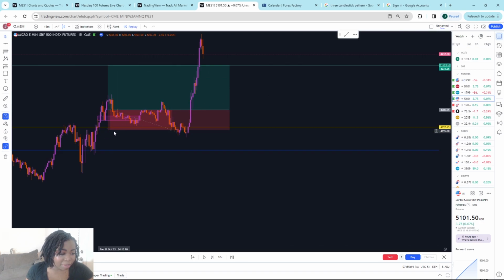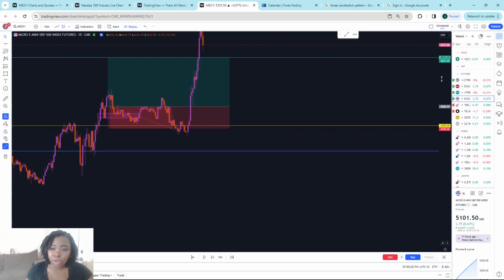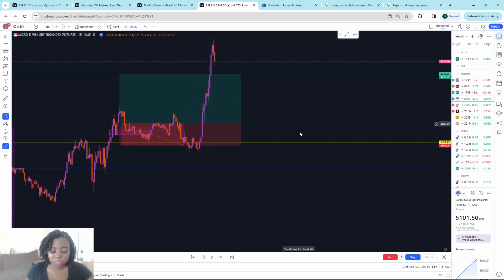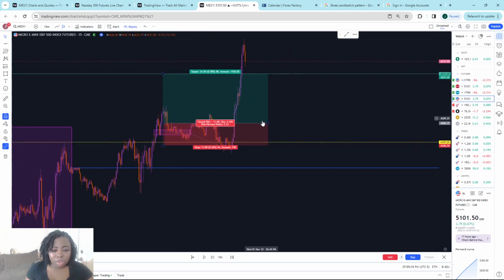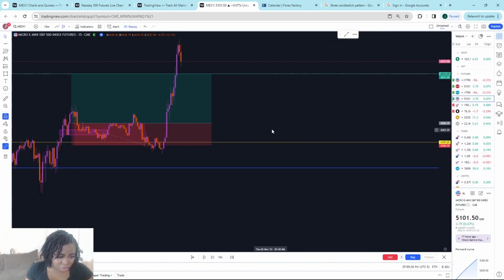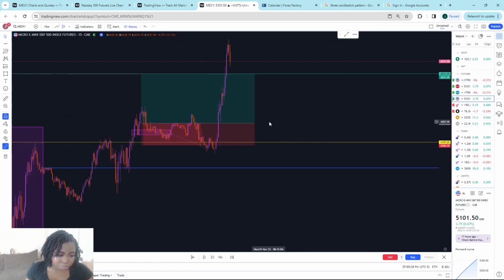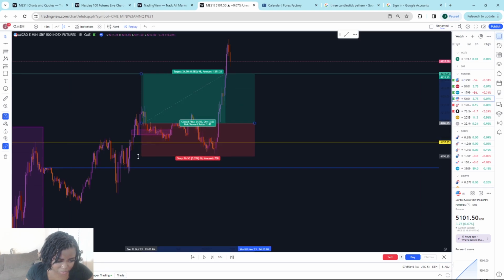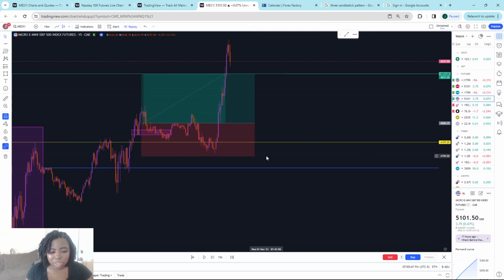So yeah, that happens, but I just have to be okay with that, go back and see where I was wrong, and move on to the next trade. But as you can tell, price did eventually go in my favor. I was just a little bit too early in this trade. I should have at least had my stop loss about right there. So that's what I was saying.